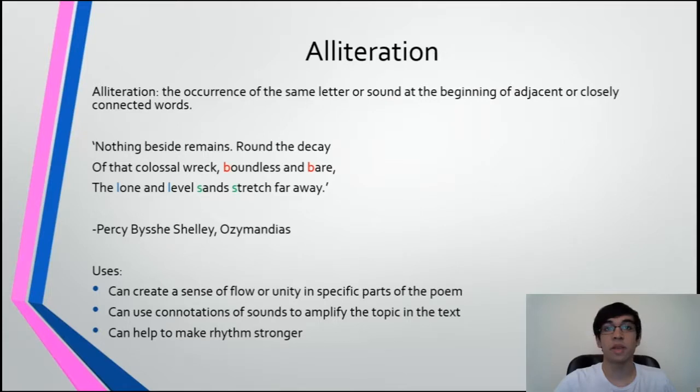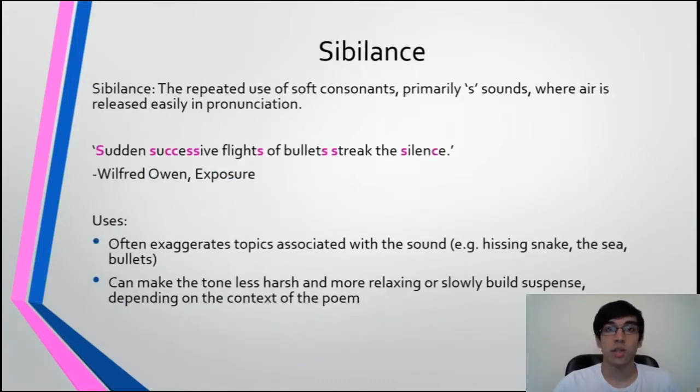Finally, alliteration can be used to make the rhythm stronger. So where we've got a repetitive and strong rhythm, the repetition of sound in addition to that can really help make a strong and immersive effect in the poem. So now we're going to move on to three different types of sounds which can be repeated to create certain effects. These aren't exactly alliteration because the sounds can be anywhere in the word rather than just at the start.